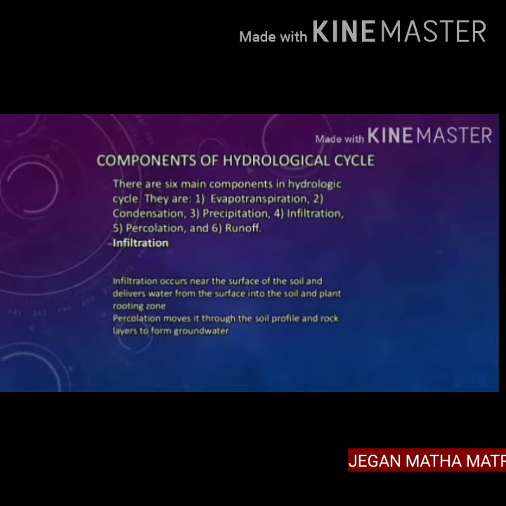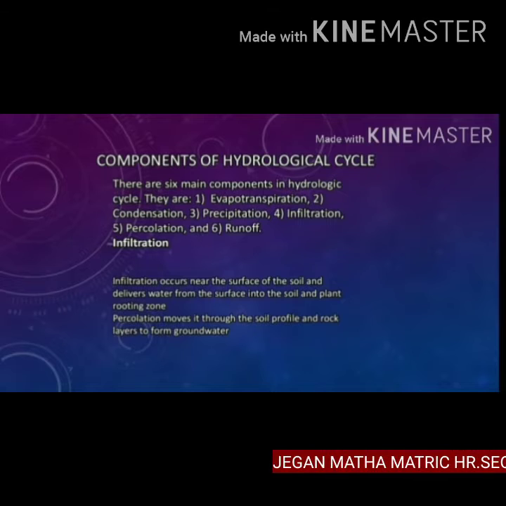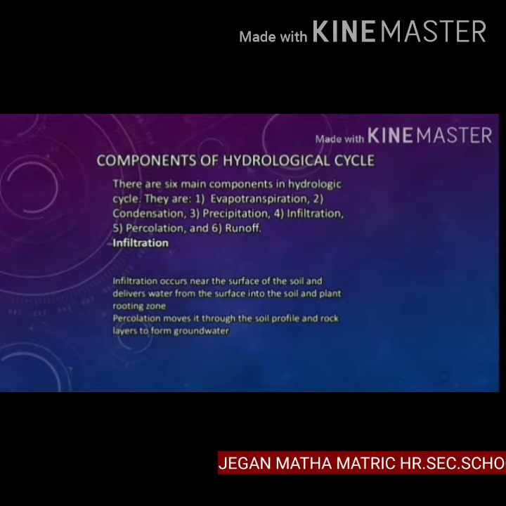Components of the hydrological cycle. There are 6 main components of the hydrological cycle. They are evapotranspiration, condensation, precipitation, infiltration, percolation and runoff. Last week we learnt evaporation, condensation and precipitation. This week we are going to learn about infiltration, percolation and runoff.